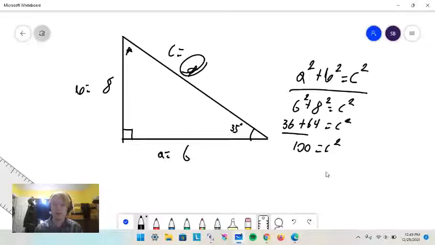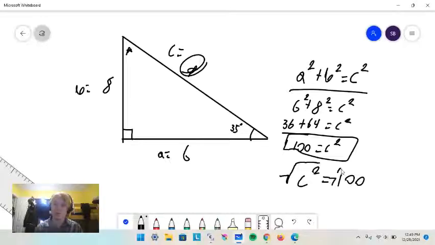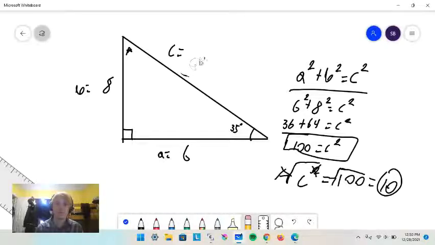Now what we're going to do, C squared equals 100. You can take the square root of both sides to get rid of the exponent right in there. And when we do that, that is going to cancel out with this, and this is going to become 10. So this right here is 10.